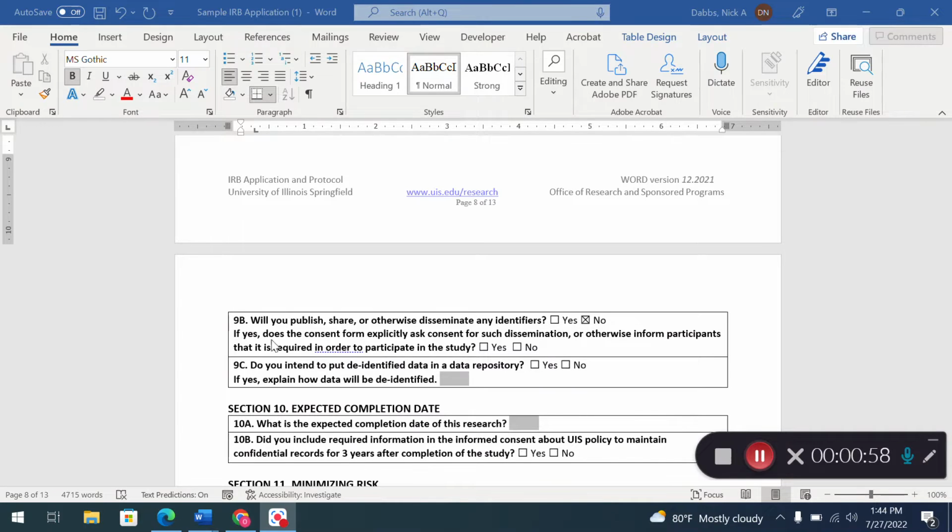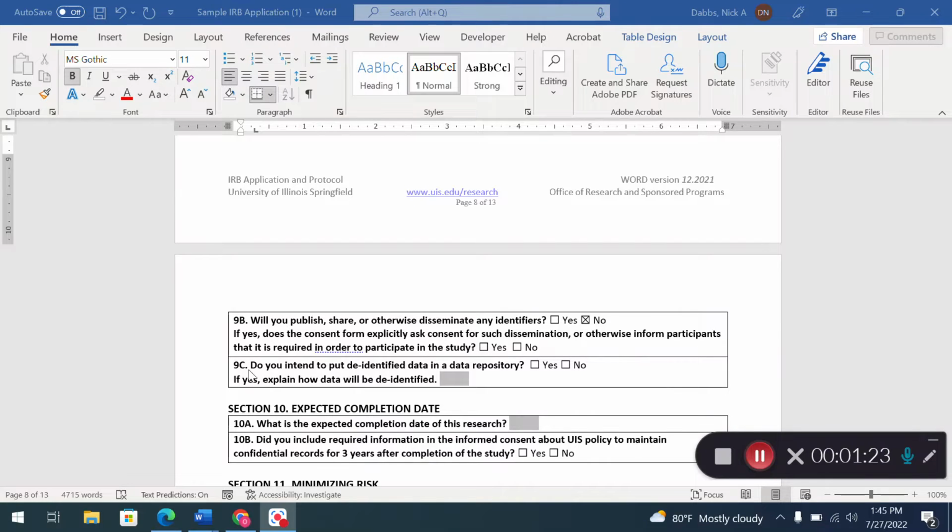And then it says, if yes, does the consent form explicitly ask consent for such dissemination or otherwise inform participants that it is required in order to participate in the study? So if you do mark yes up here, then you'll want to indicate whether you've included that information or not. But ideally, you would want to include that information, and therefore you should probably mark yes.